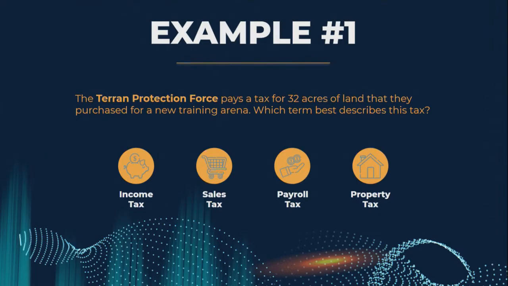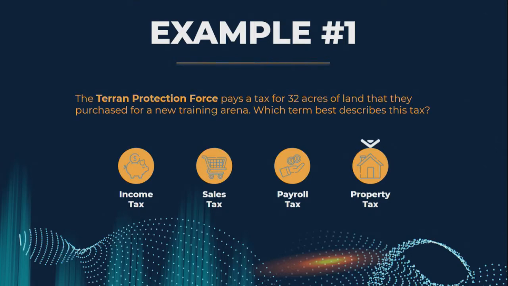All right, let's talk example 1 here. I'm going to start with the question. Which term best describes this tax? All right, so we got to figure out the tax. We have the 4 answer choices down below. The Terran Protection Force pays a tax for 32 acres of land that they purchased for a new training arena. So they bought some land and they're going to build an arena on it. And what tax do they have to pay? Well, that's a property tax.